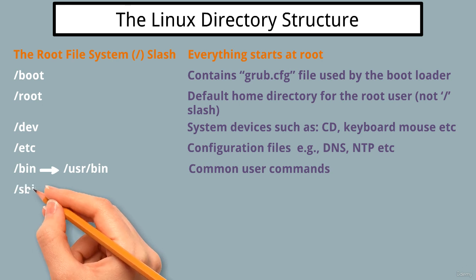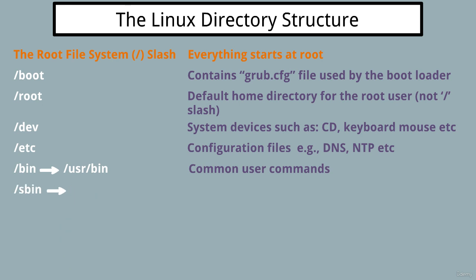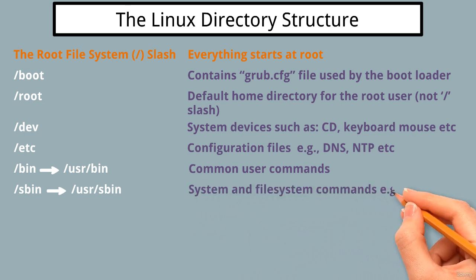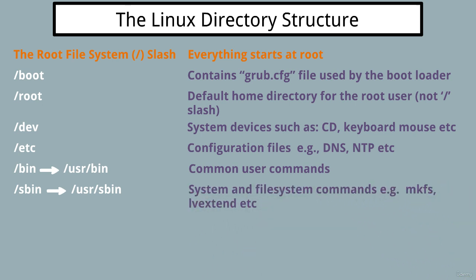Next is the /sbin directory. In the newer versions of Linux, /sbin has been changed to /usr/sbin, or has been linked to /usr/sbin. It contains system and file system related commands such as fdisk, gpart, makefs, mkfs, lvextend, etc. For example, when you extend your file system or configure your file system, this is where the relevant commands are stored, so you can use these and get the job done.